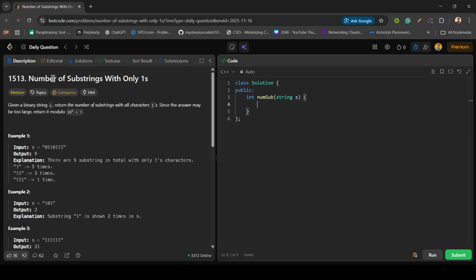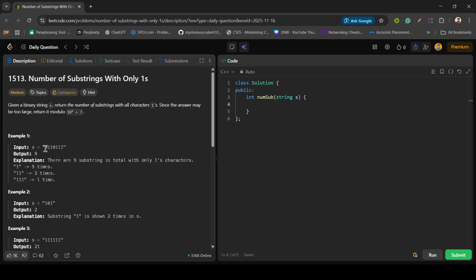The question is number of substrings with only ones. Given a binary string S, binary string means a string containing only 0 and 1. Return the number of substrings with all characters ones. Since the answer may be too large, return it modulo 10 to the power 9 plus 7. So if you see here, there is an example of this. We have to return the number of substrings which we can obtain from the given string that contain only ones in them, right?